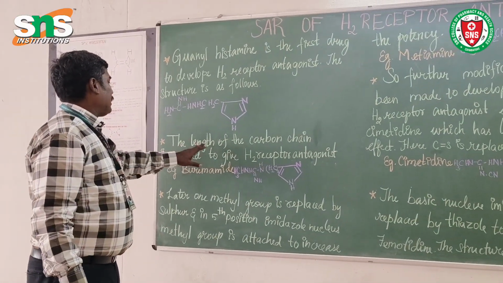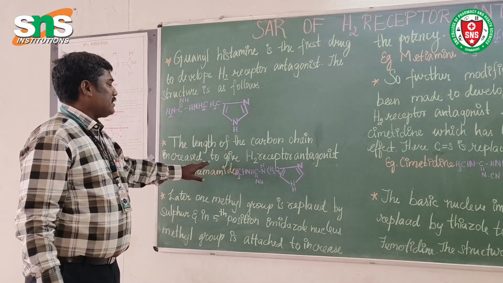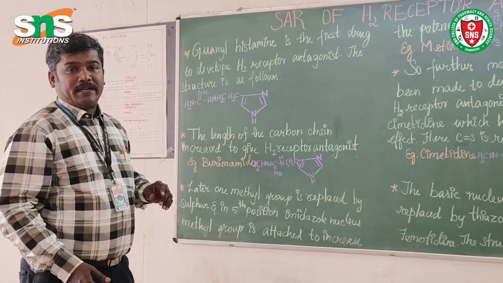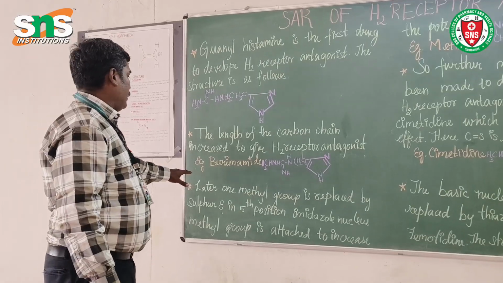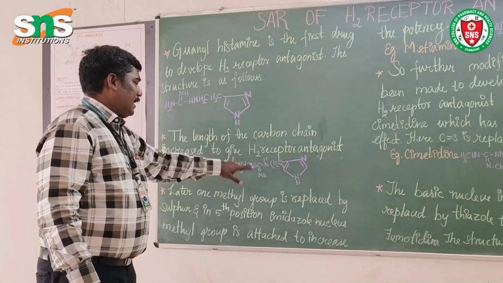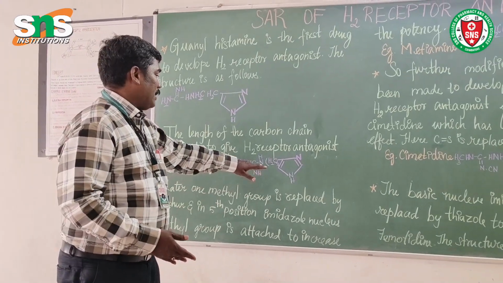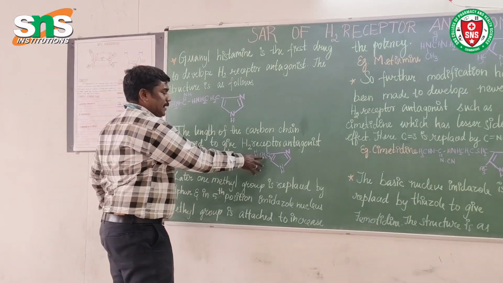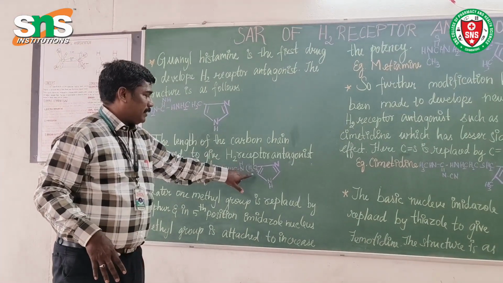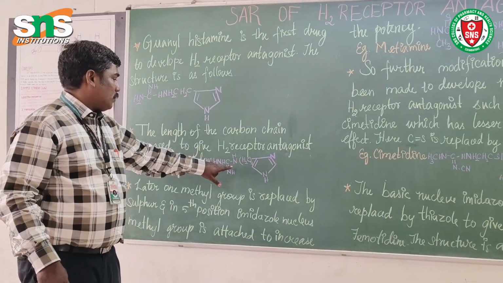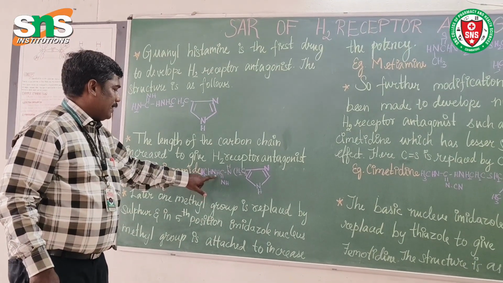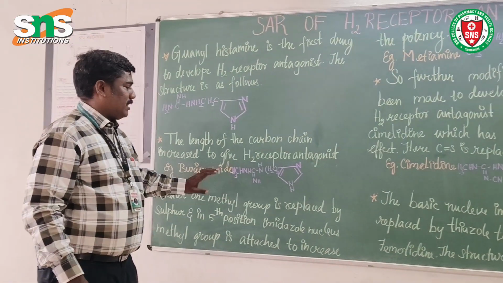If the length of the carbon chain is increased, it provides a very good antagonistic activity. One example is burimamide. Here the length of the compound has been increased. Instead of the ethyl group, CH2 is present four times, then the guanidine group will be present, that is NH, C double bond NH, and CH3.